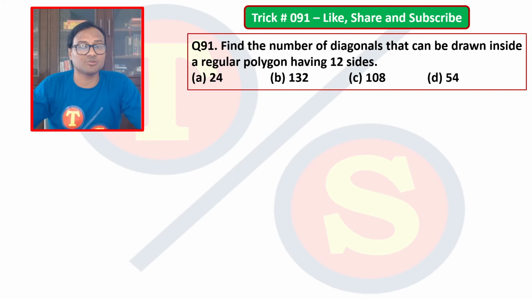After that, if I see question number 91, find the number of diagonals that can be drawn inside a regular polygon having 12 sides.